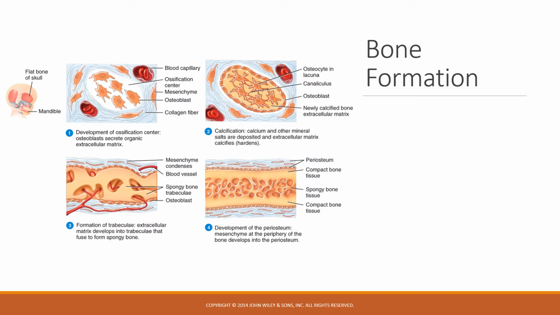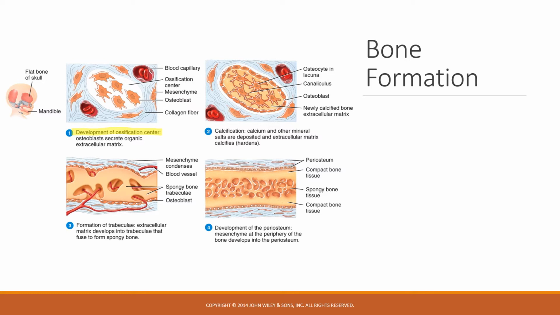Here we have intramembranous ossification, and this is the simpler of the two methods. The flat bones of the skull, most of the facial bones, the mandible, which is the lower jawbone, and also the medial part of the clavicle, or the collarbone, are formed in this way. Intramembranous ossification occurs in 4 steps. The first step is development of an ossification center.